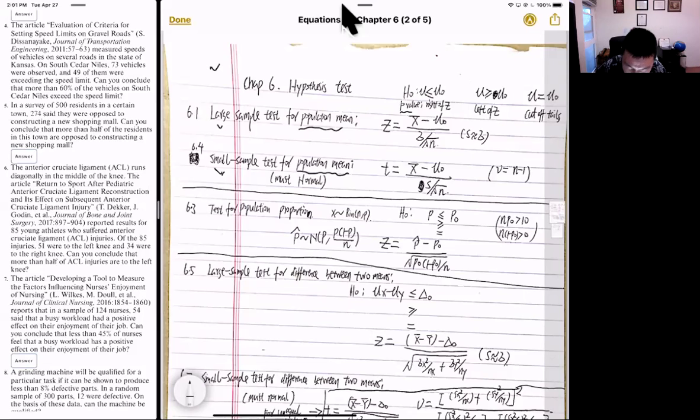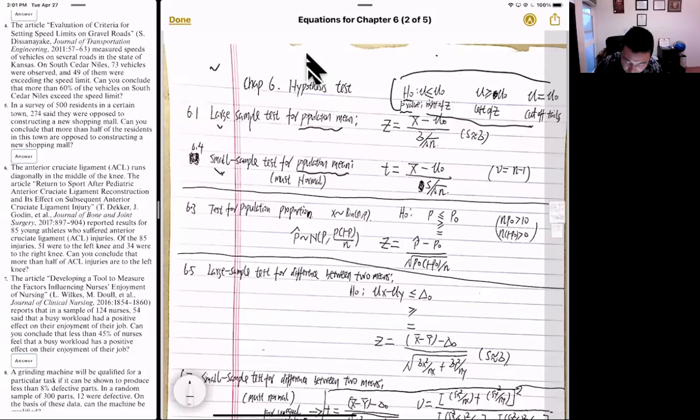So depending on how h0 is set up, you can figure out how to calculate the p-value, with h1 set up accordingly. For example, if h0 is mu less than or equal to mu 0, then h1 will be mu larger than mu 0. Then the p-value will be to the right of z, and so on.